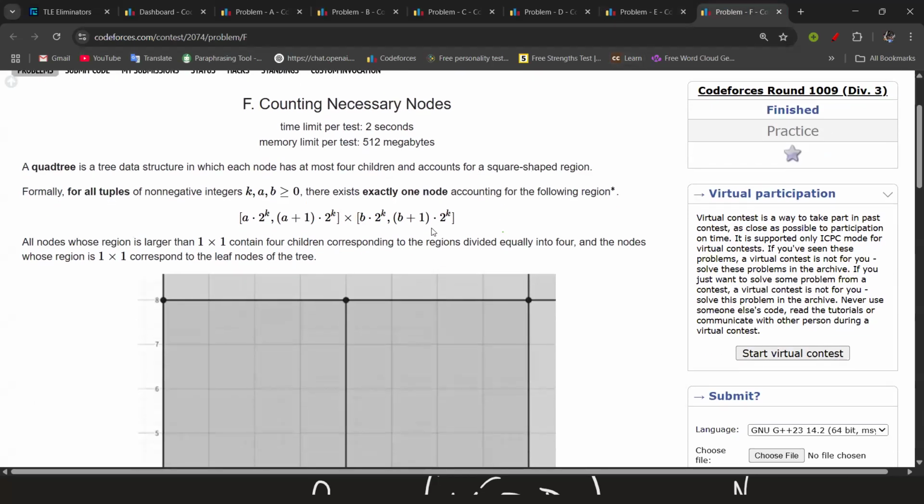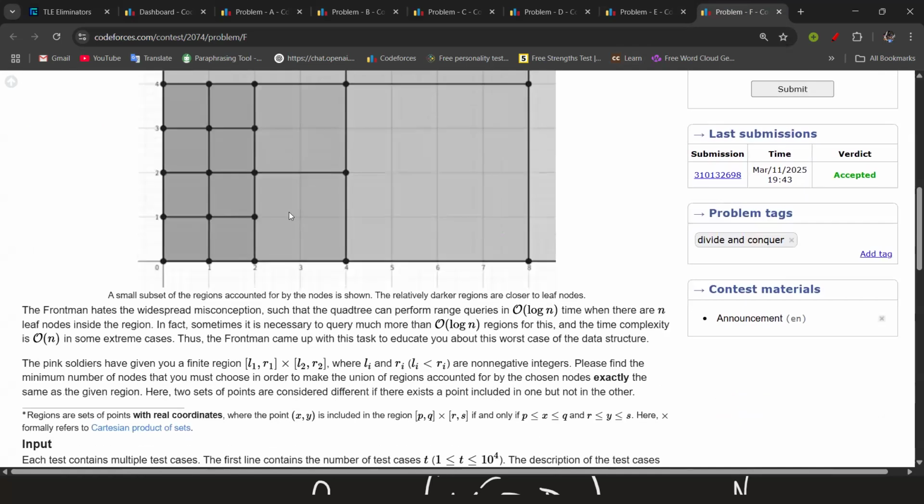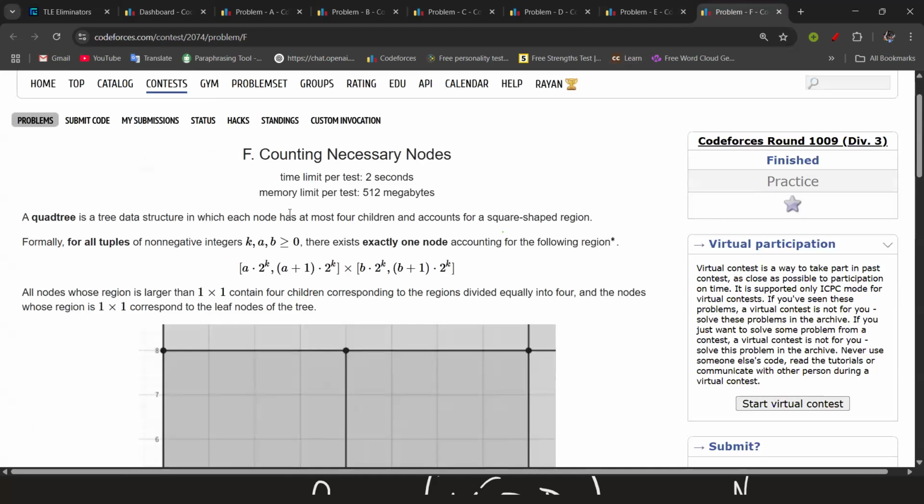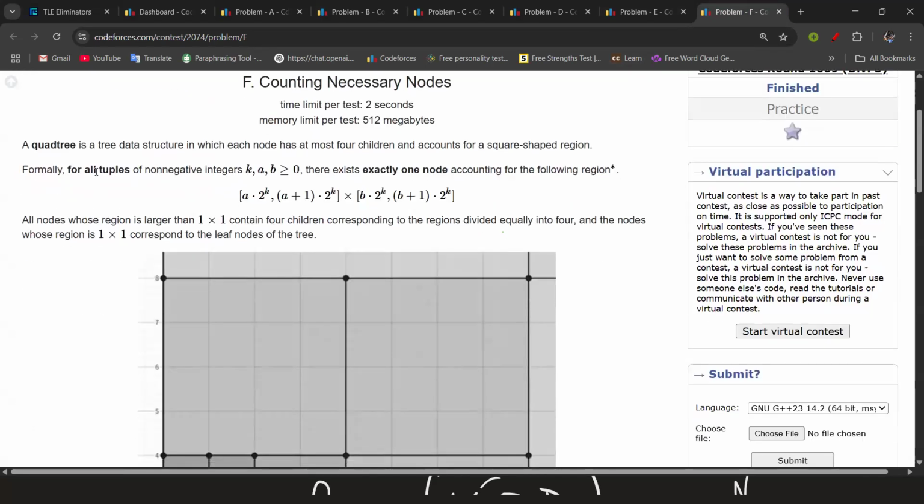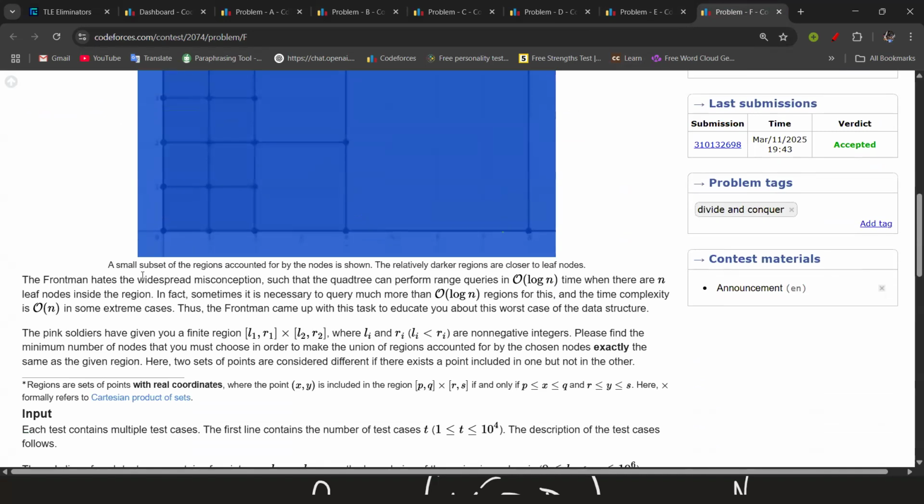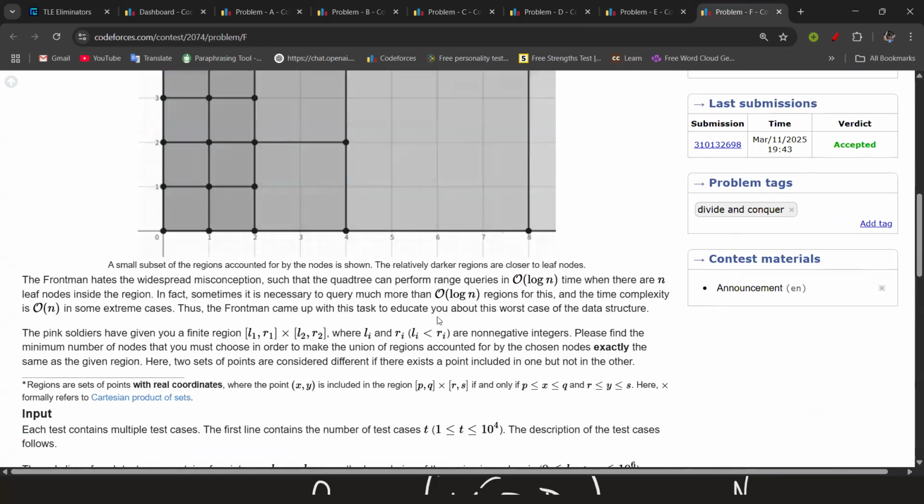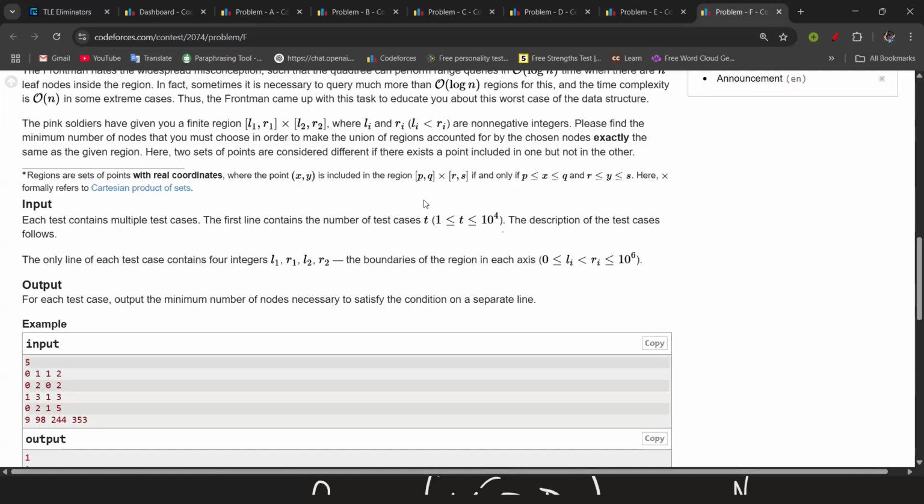Okay, so in problem F, what we are given is a quad tree, which is a tree data structure. Instead of reading this, I'll just explain the problem. Maybe in this problem, many people would not have understood it, only because the statement was a little bit difficult to understand. So I'll explain the problem, and the solution was not too tough, so you can get it. Let me explain what the problem states.